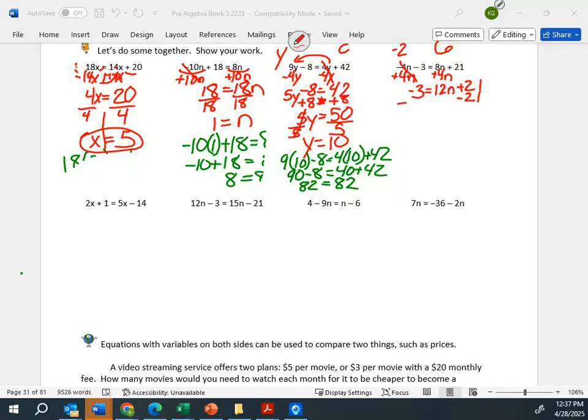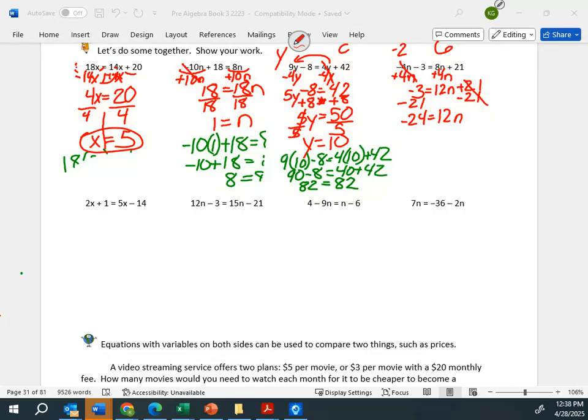Plus 21, minus 21. So -3 minus 21 would be what, Claire? -24. And that equals 12n. 21 minus 21 zeros out. So now I have -24 equals 12n. What do I do next, Vivi?